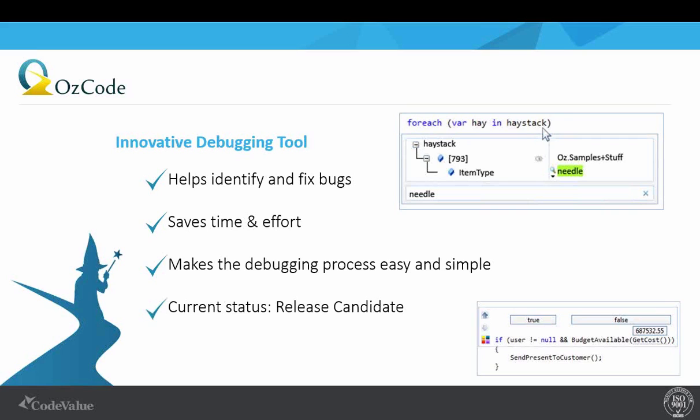So with Ozcode, we wanted to help you identify and fix bugs quicker. We wanted to save you time while you're doing this, and you will see exactly how this happens in a short moment. And I'd like to mention that the current status is that we are feature complete for the first release. We are at kind of release candidate status. We will be releasing the first version of Ozcode very shortly, within the next week or two.